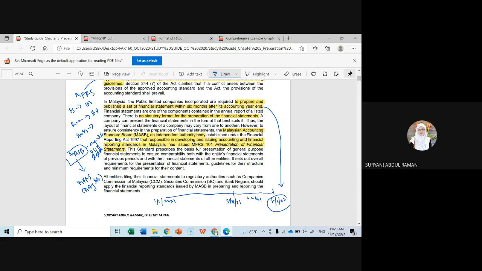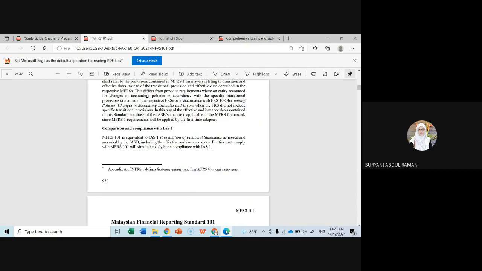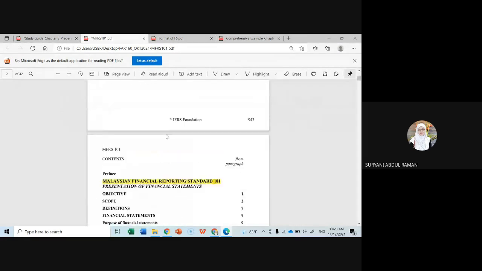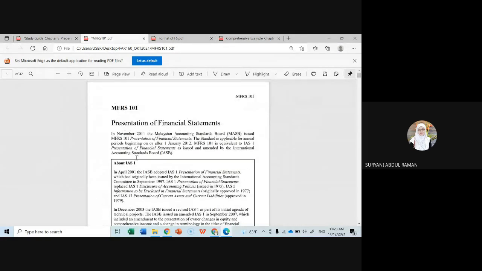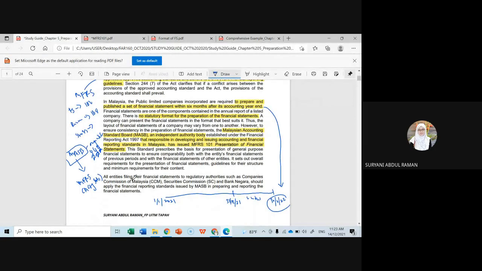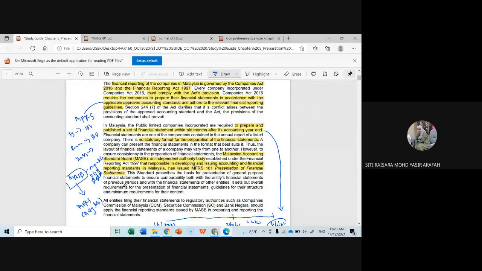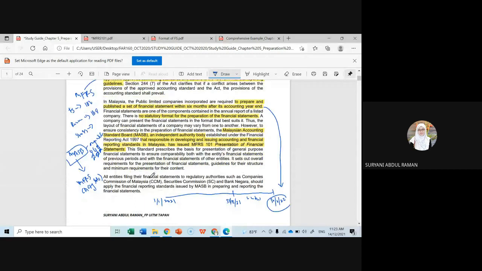So MFRS ni apa? This one lah. Ni. Siapa keluarkan MFRS ni, kelas? Siapa keluarkan MFRS? MASB. So can you see the difference between MASB and MFRS? Yes, madam. Boleh faham? Okay, good. So kalau orang sebut MASB, you know it is an independent body. Macam di satu bangunan lah, you nampak, oh itu MASB.